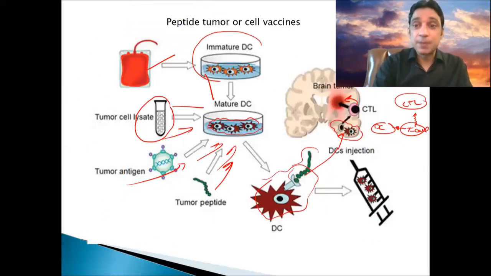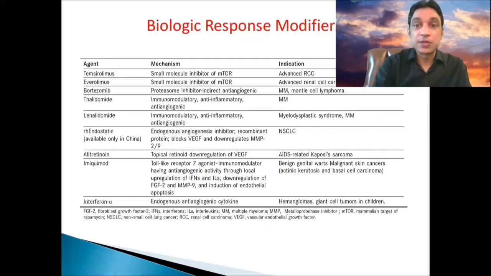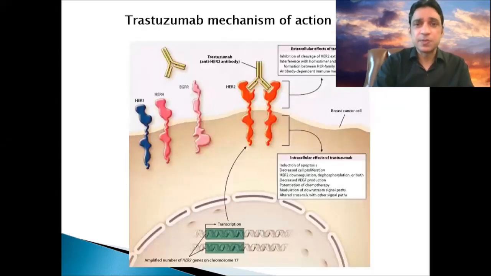And this is one example of how we can use a specific antigen which is present in cancer only to treat the cancer, to educate our own dendritic cells. These are some of the examples of the biological response modifiers. If you want me, I can speak more on this thing, but this is like an easier version.